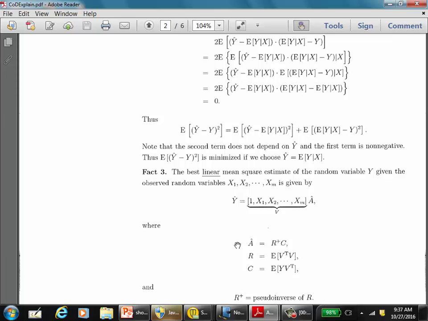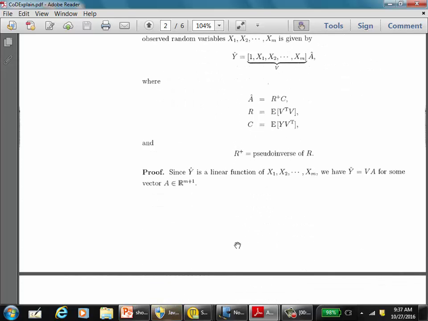That's the formula you get, and it can be derived in a pretty simple fashion. You figure out the error and the mean square error, and you try to minimize that. You have imposed the linear structure, so y hat will be of this form, a linear combination of the random variables. So the proof is quite straightforward.